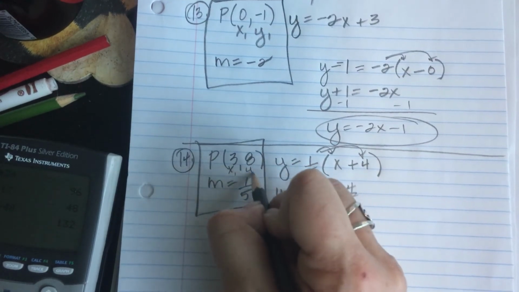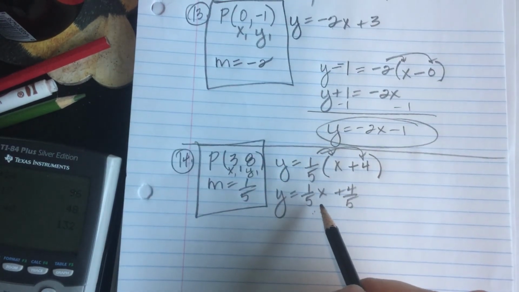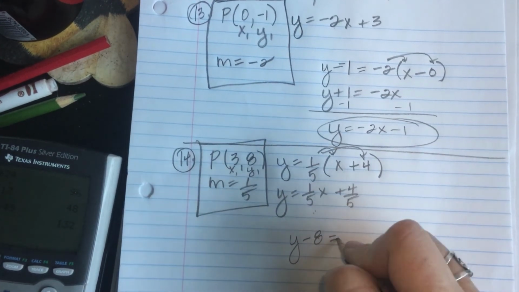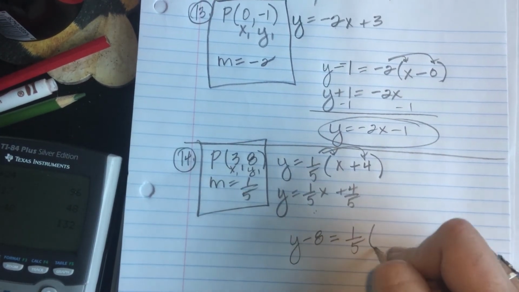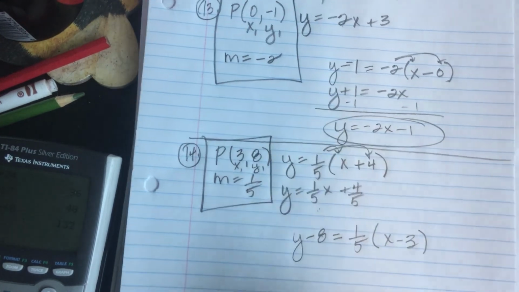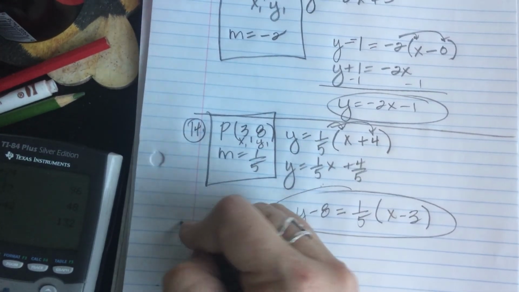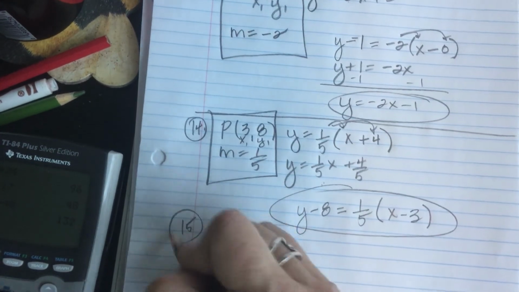This is an x1, y1. Since it's parallel to, it's going to have a slope of 1/5. y minus 8 is going to be equal to 1/5 times x minus 3. And honestly, you could stop right there if you wanted to. I'm going to leave it right there so I can move on quickly.